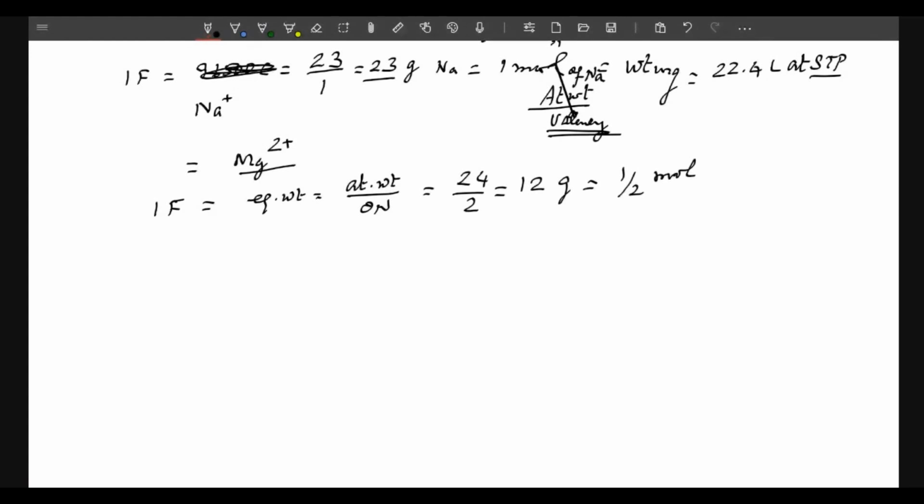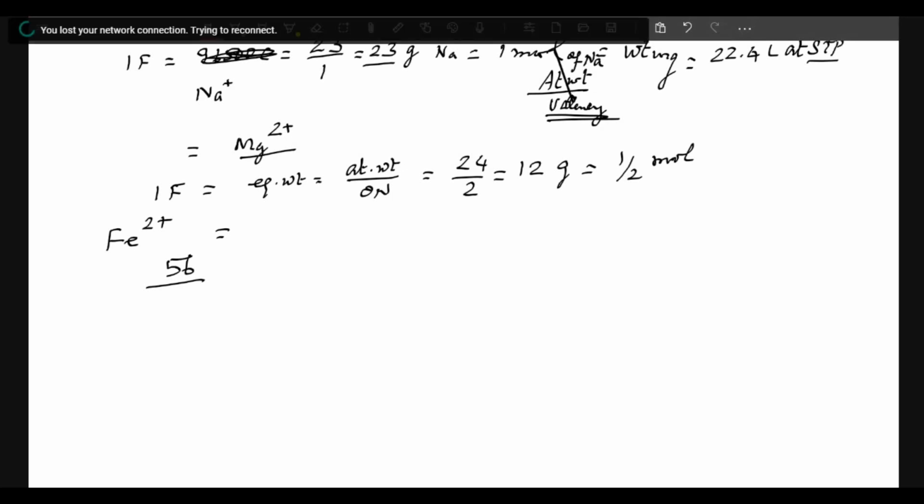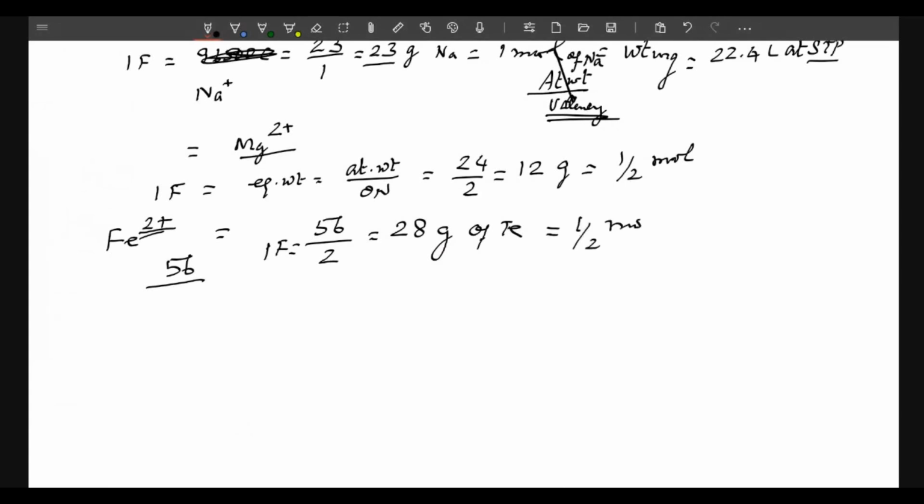If you understand this one, now you work out for iron 2 plus, let us take 56 as the atomic weight. Tell me, let us see. First of all, you should find out the atomic weight. Then gram of iron would be deposited by 1 Faraday of electricity. In terms of moles, it is equal to half a mole.